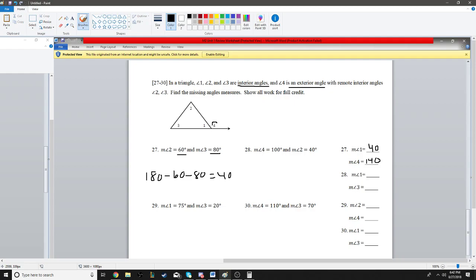Okay. So this gives you 4 and 2, which means 3 is the other remote interior angle. So angle 3 plus angle 2 is equal to angle 4. So angle 3 plus 40 degrees is equal to 100 degrees. You subtract 40 from both sides to get angle 3 is equal to 60 degrees. Also, 4 and 1 are a linear pair. So if this is 100 and they make a straight line, you could just subtract it from 180. 180 minus 100 equals 80 degrees.